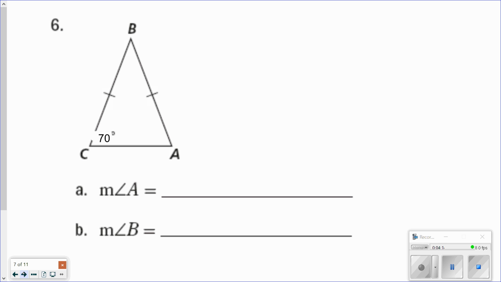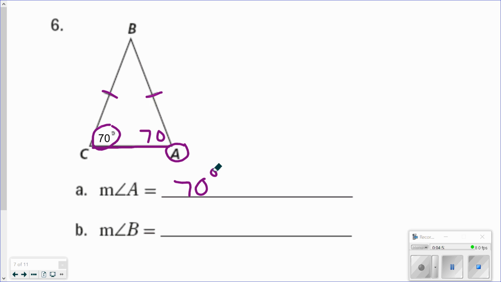All right, so I have an isosceles triangle here. I see that because of these two tick marks, meaning that those two side lengths are the same. So let's find the measure of angle A. Well, if I look down here, I see we know this measure. This is 70. Well, if this is my base, which angle is congruent to angle C? It would be angle A. So that means that this angle is also equal to 70 degrees. So I'm going to write this. The measure of angle A is equal to 70 degrees.